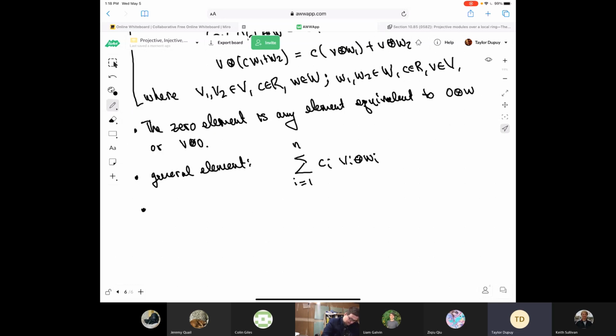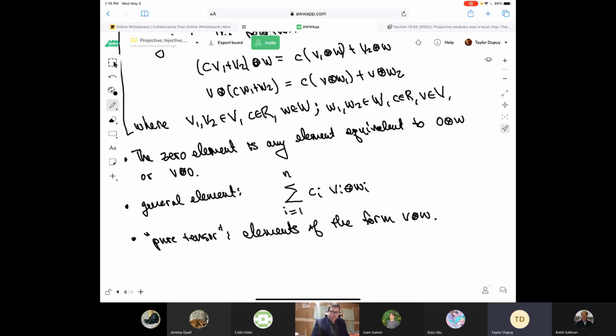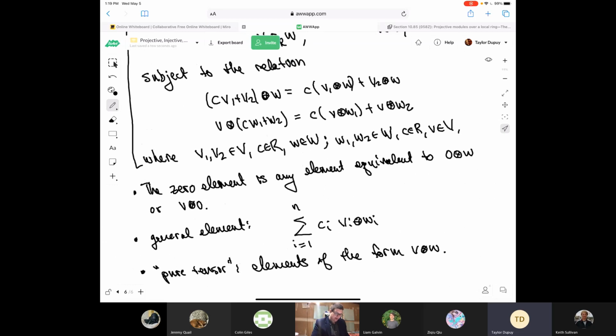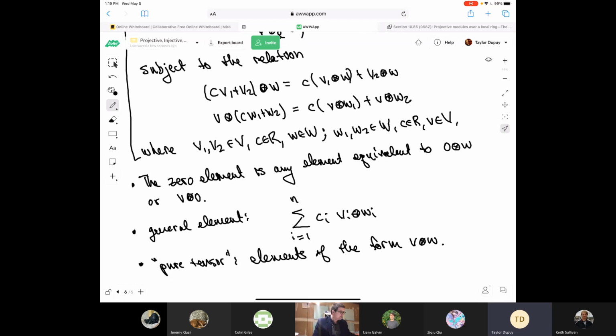Okay, and then there's a pure tensor. These are elements of the form v tensor w. Most of the time, elements look like linear combinations of this kind of formal product, but sometimes we'll have pure tensors, and they look like v tensor w.